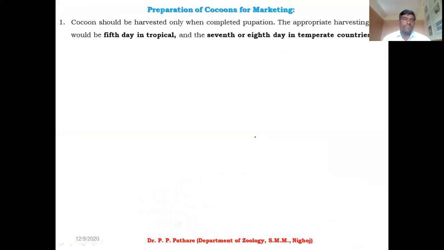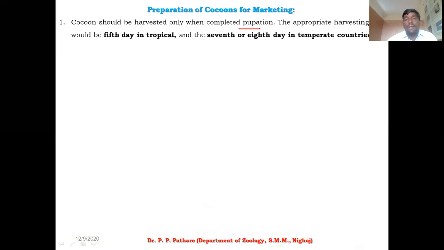Preparation of cocoon for marketing is very important because it is the actual period of harvesting of cocoon. You know the cocoon is our main product coming from the silk industry or sericulture activity. Cocoon should be harvested only when pupation is completed. This is very important. If you want to harvest your cocoon, keep this in your mind. Do not harvest your cocoon in mature condition. The cocoon should be harvested only after pupation.